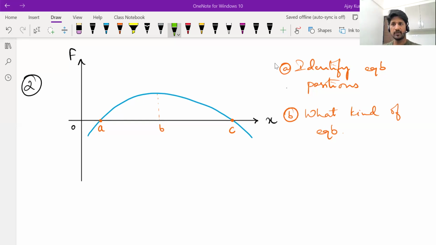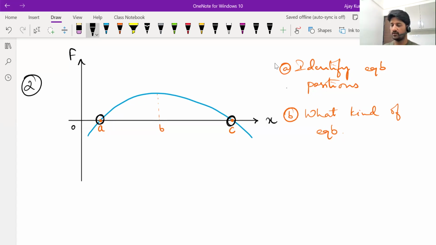See, equilibrium itself means net force being 0. So you just have to see from the graph at which points the force is becoming 0. It becomes 0 at 2 points. Force is on the y-axis. The graph cuts the x-axis at 2 points. Those are the points where y-coordinate is 0, means force is 0. So x is equal to A is one position of equilibrium. x is equal to C is another position of equilibrium.